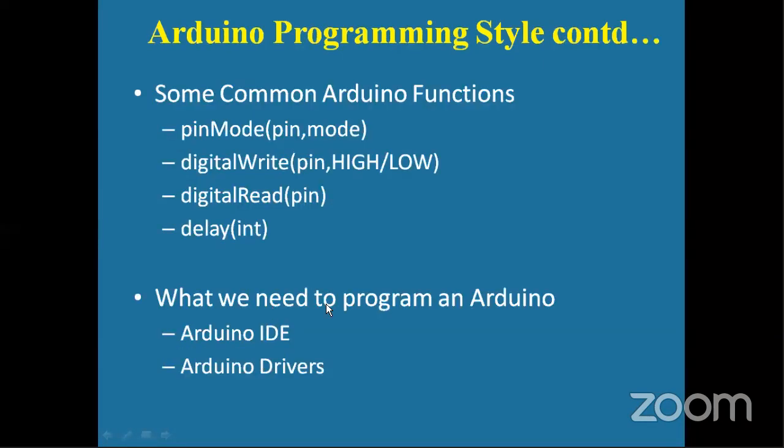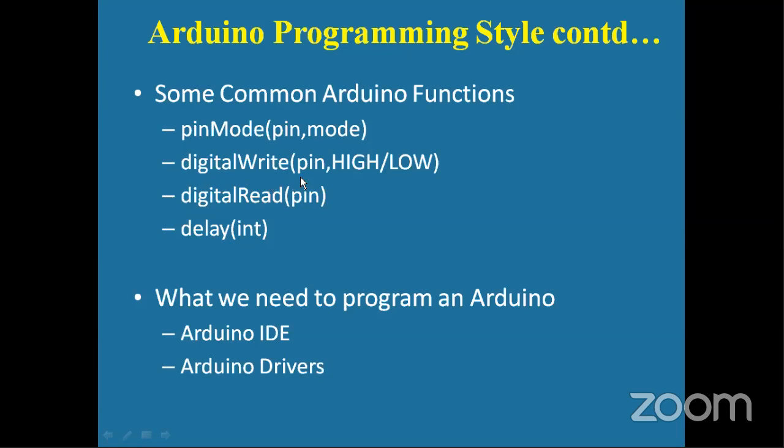Next, some of the built-in functions that we use for programming the Arduino. These are some of the commonly used ones. The pinMode function is used, as I told you, to initialize pins as input or output. For that we use this function, pinMode, P-I-N-M-O-D-E. P is small, M is capital. So this is the name of the function. Using this function, we tell which pin we are using and whether it is for input or output.